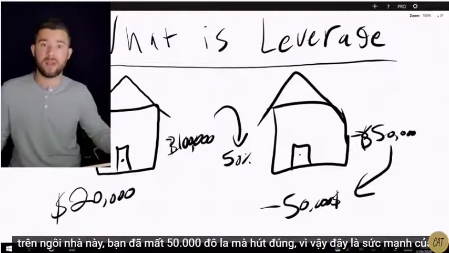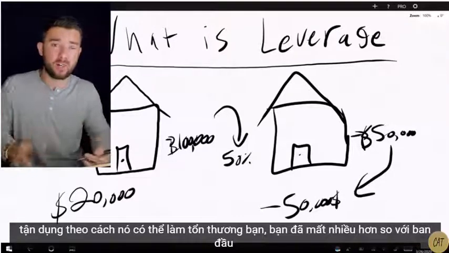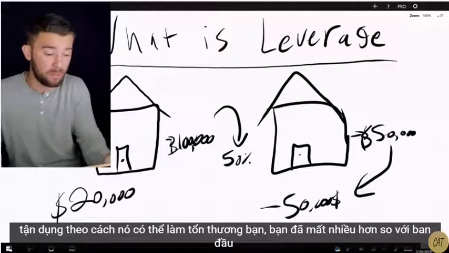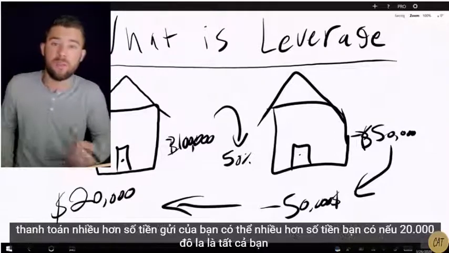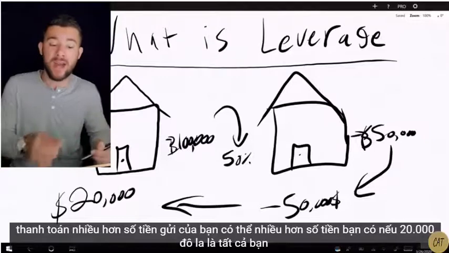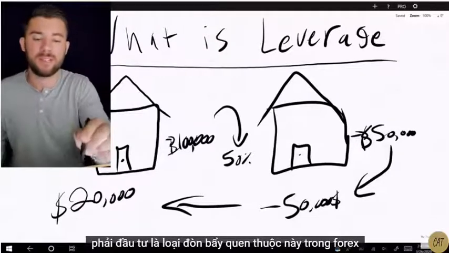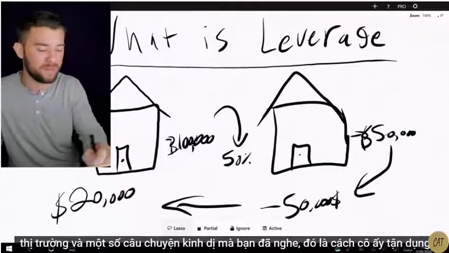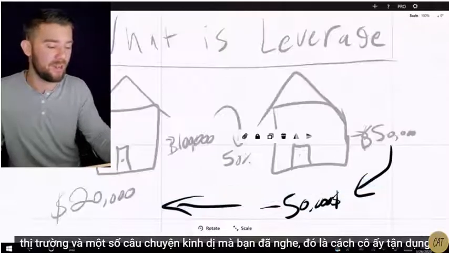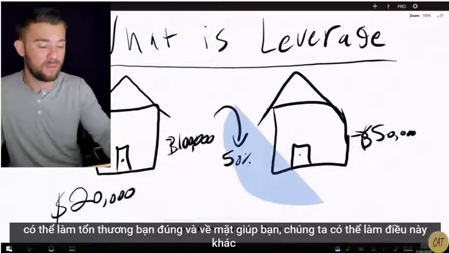That sucks, right? So this is the power of leverage in terms of how it can hurt you. You lost more than your initial down payment, more than your deposit, maybe more than you had if $20,000 is all you had to invest. Is this sounding familiar? Kind of like leverage in the Forex market and some of the horror stories you've heard. So that's how leverage can hurt you, right?